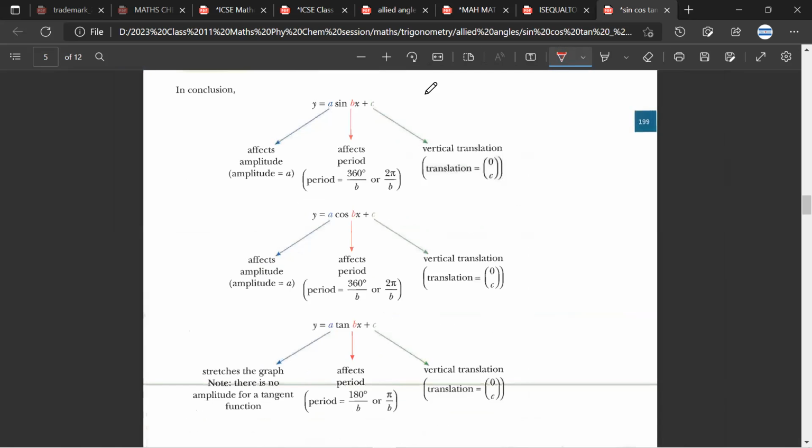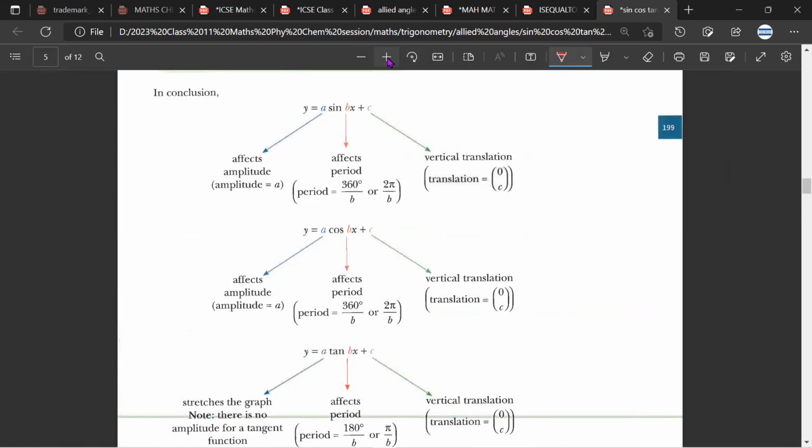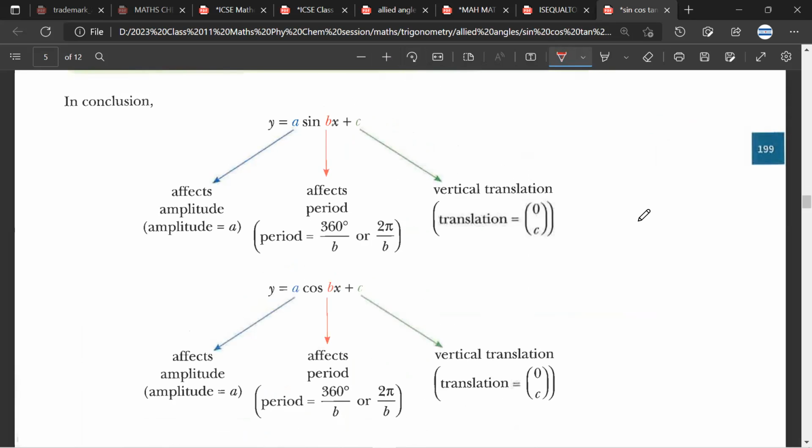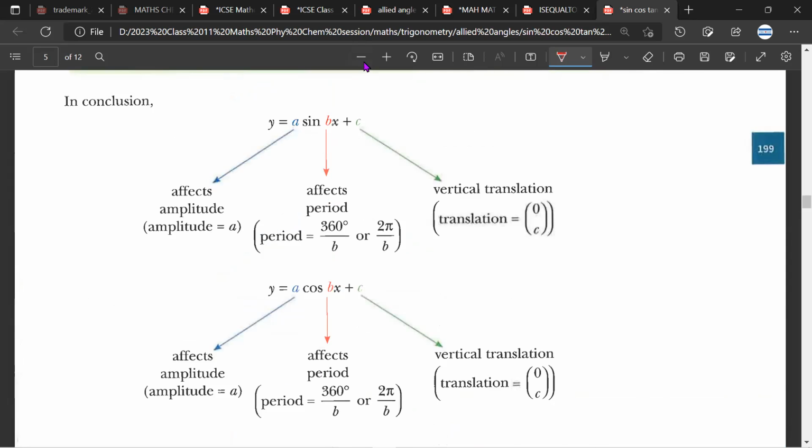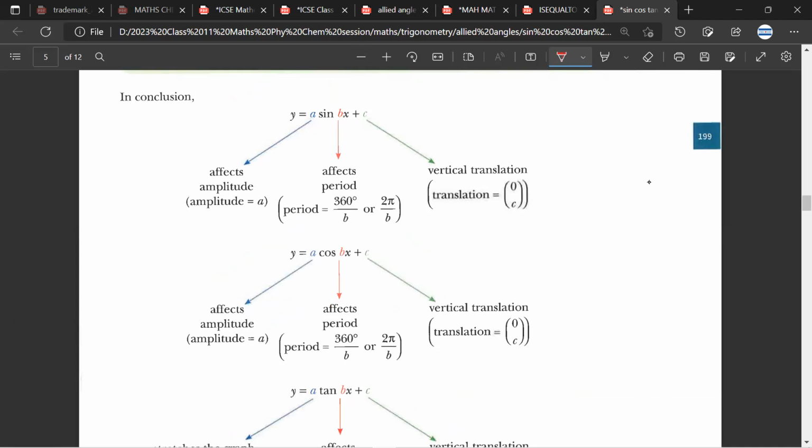So this is what we have understood. Basically, we have gone in detail for the sine curve. We have no use for the stretch of A tan Bx plus C. We don't require much. And whatever happens in sine remains the same in cos also. So, for example, y is equal to A sine Bx plus C. What does A do? It affects the amplitude. What does B do? It affects the period or the periodicity. What does C do? It helps in the vertical translation. Is it making sense?